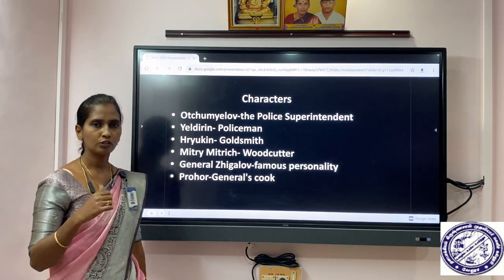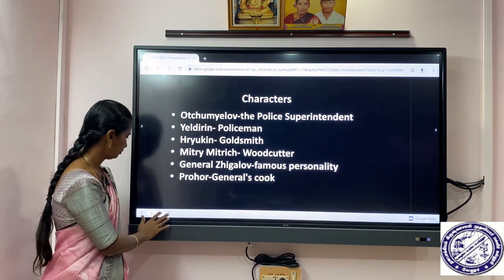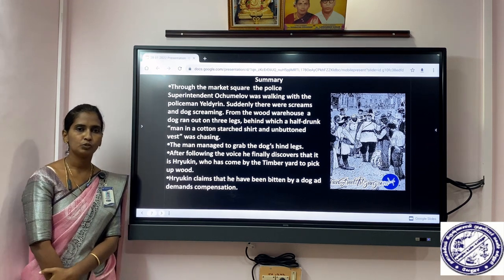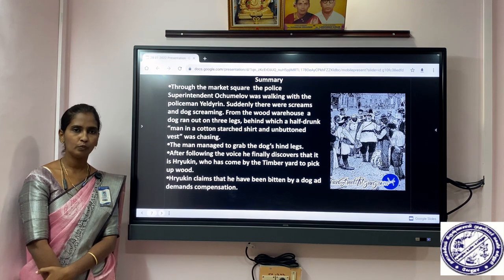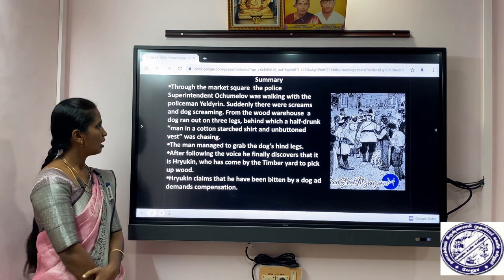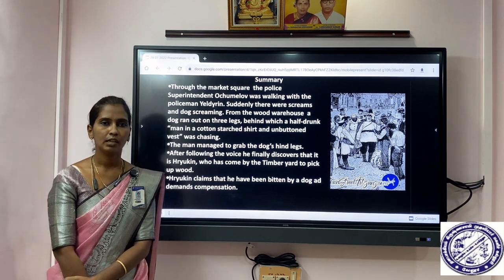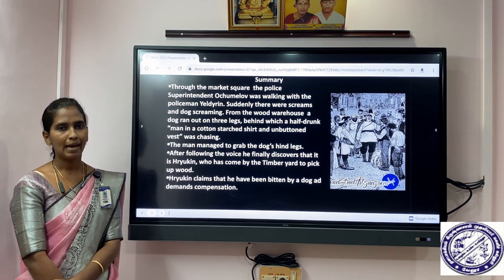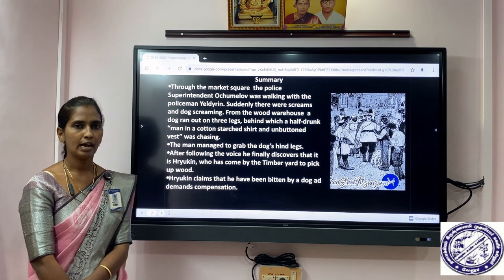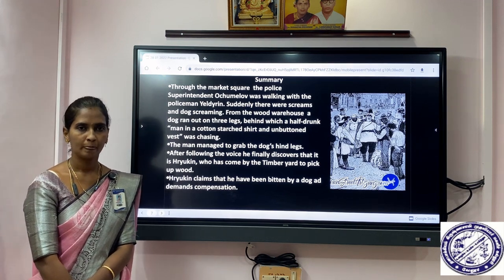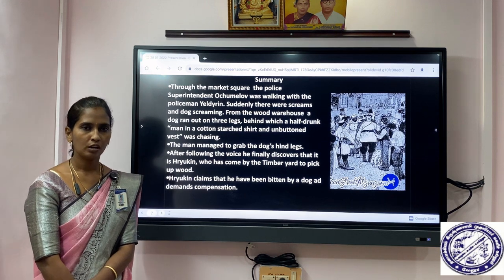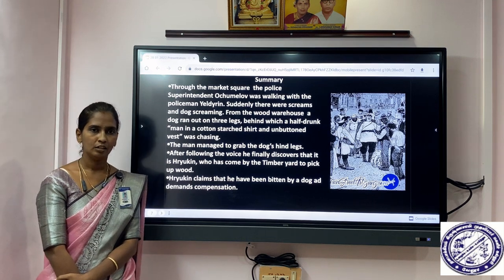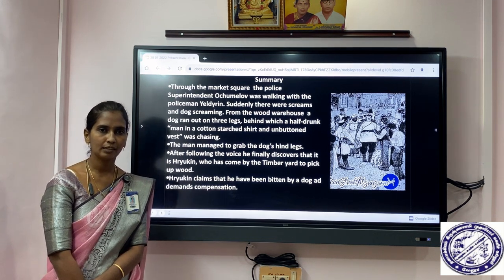Now I'll give you a short summary of the short story Chameleon. As the story opens, we see the police superintendent Ochmiller and his assistant Eldrin walking through the market square. Suddenly they hear a scream and a dog screaming. They see a man in a cotton shirt and unbuttoned waistcoat chasing a dog. The man manages to catch the dog, grabbing it by its hind legs. The noise attracted the crowd's attention and the people gathered around them.